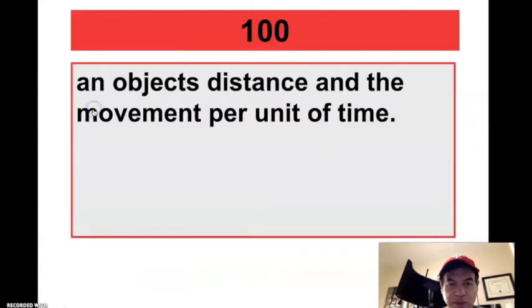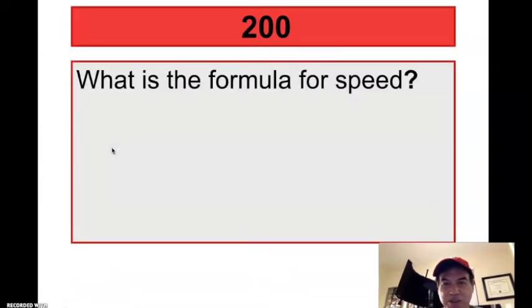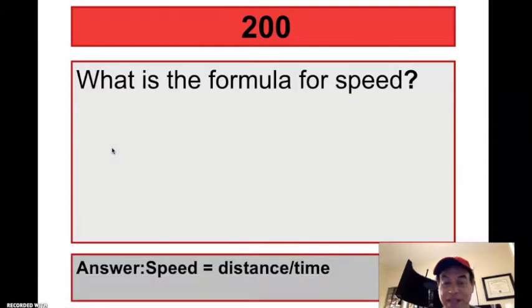For 100 points, an object's distance and the movement per unit of time, what is it called? Speed. Not bad. What is the formula for speed? The answer is speed equals distance over time.